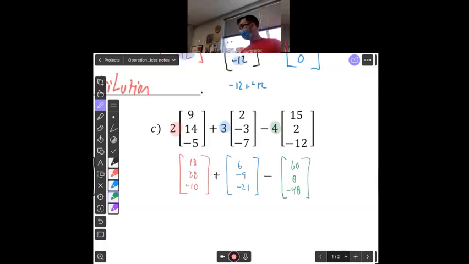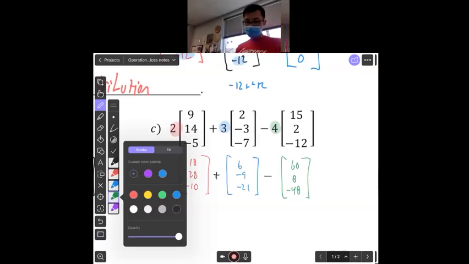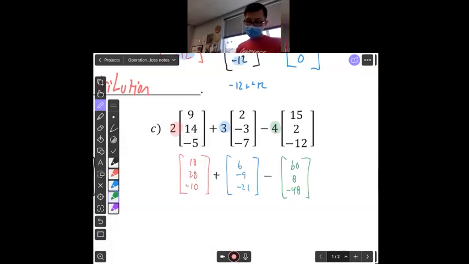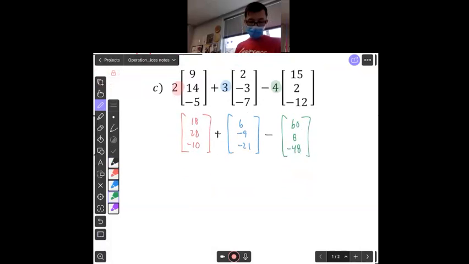Just like when we did this one earlier, I would take those first 2 and combine them, then worry about the third one. Don't try to do it all at once. If you try to do too much at once, you're just going to get messed up. So I'm going to add those 2 first. 18 plus 6 is 24. 28 plus -9, so 28 minus 9 is 19. -10 plus -21 would be -31.